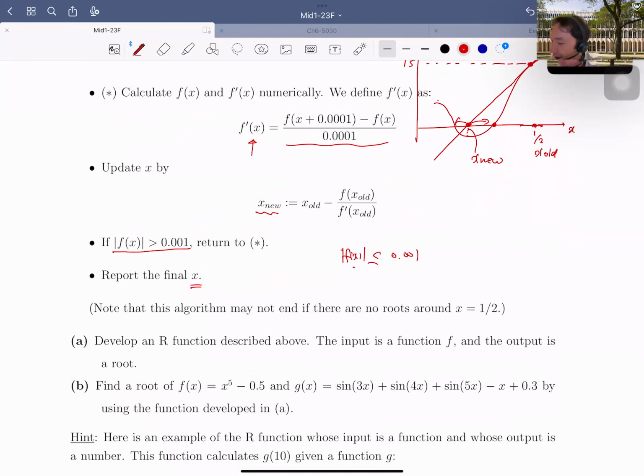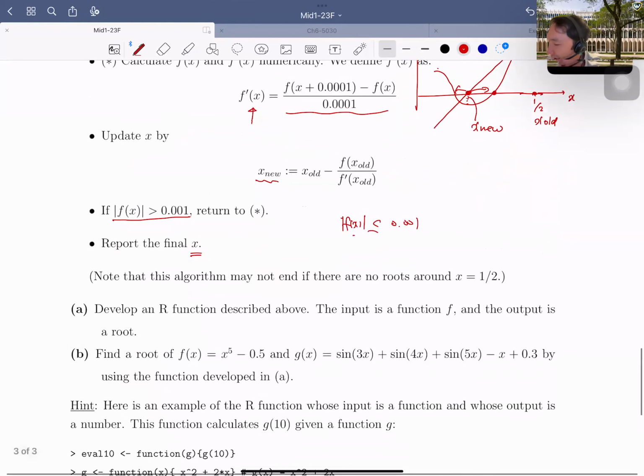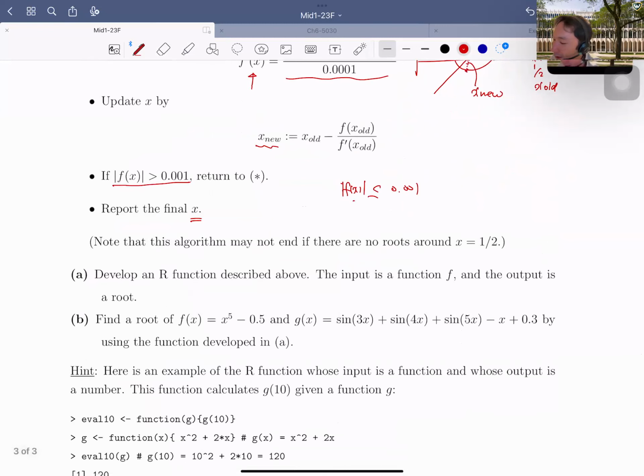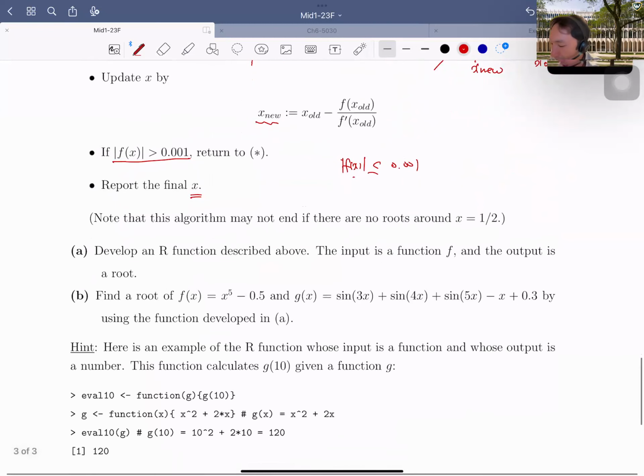Yeah, so there is no guarantee that it converges. Like in this case, if the derivative is 0 or something, then sometimes it diverges. But if we are lucky, then we can find an approximate solution.